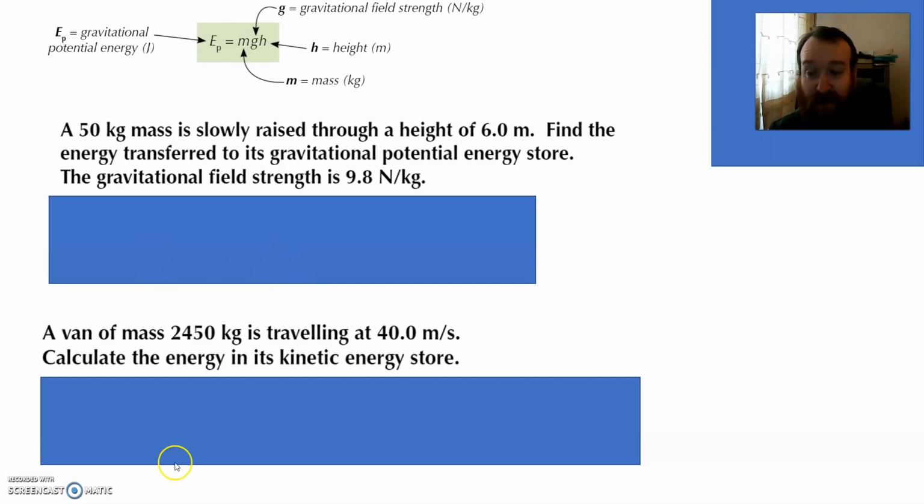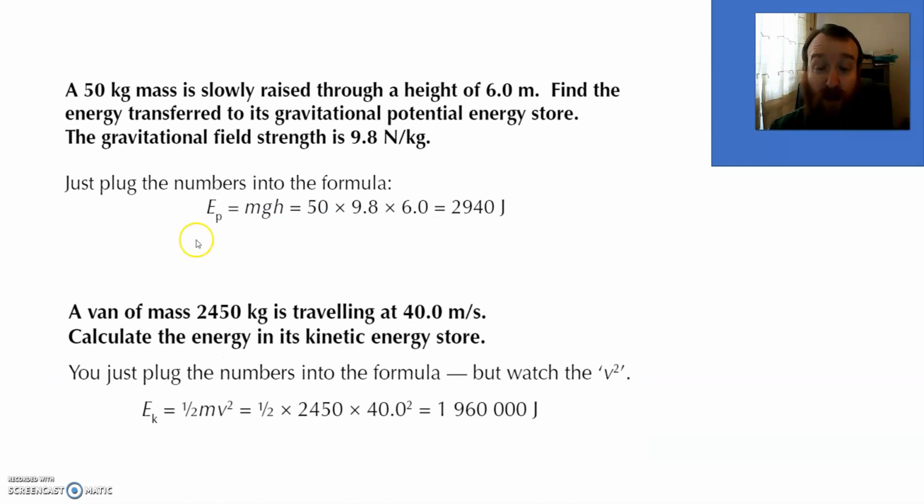Okay, hopefully you've now completed your answers and we can compare them to my worked solutions. So, the first one, all we're doing is substituting the numbers in. We're putting the numbers that are in this calculation: 50 kilograms, 6 meters, 9.8 newtons per kilogram. Sometimes it will be 10, most of the time you'll be given the number 10, but this is a more accurate number. We're just putting them into the equation, just timesing them all together. 50 times 9.8 times 6.0, and that gives me 2,940 joules, with a capital J.